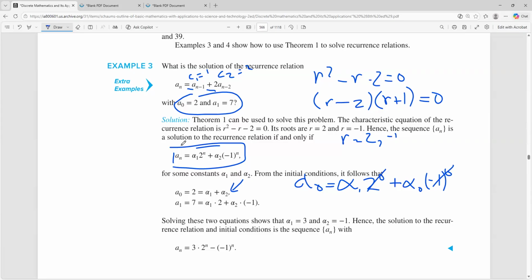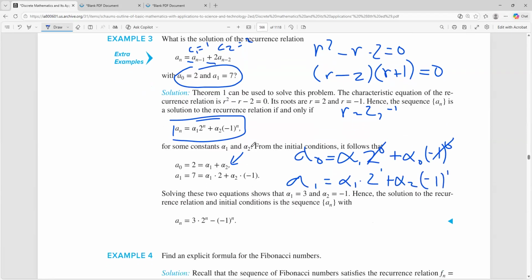And then, what do we get? A1 is equal to alpha 1 times 2 to the 1 plus alpha 2 times minus 1 to the 1. This is going to be A1. I'm sorry, this is 2 and this is 7. So what do we get? We get 2 is alpha 1 plus alpha 2, and 7 is 2 alpha 1 minus alpha 2.